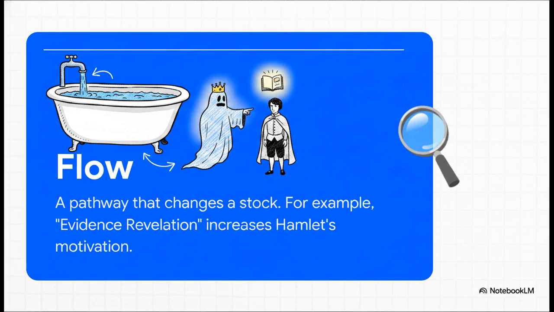Now, the water level in that tub doesn't change by itself, right? You need flows. These are the faucet and the drain. So a flow like evidence revelation, let's say when the ghost tells Hamlet what happened, that acts like the faucet. It's pouring motivation into the stock, and the level goes up.